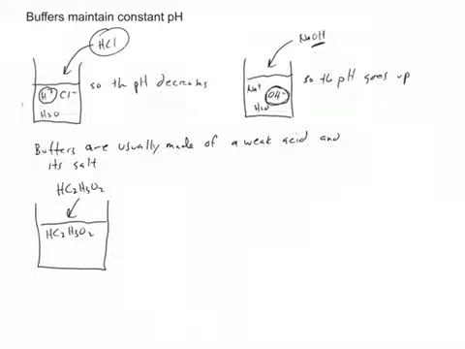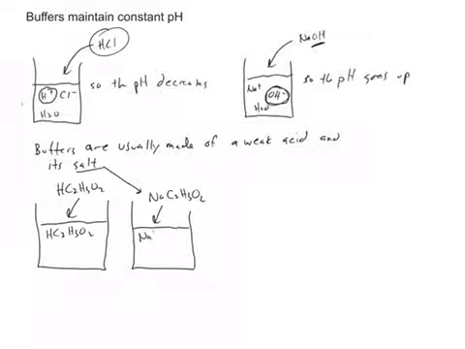Now, what do we mean by its salt? What is the salt of a weak acid? Well, what's the salt of a strong acid? The salt of HCl would be NaCl. So the salt of this weak acid would be something like NaC2H3O2, sodium acetate. When you put that in water, it dissociates like any salt that's soluble, and it dissolves as ions.